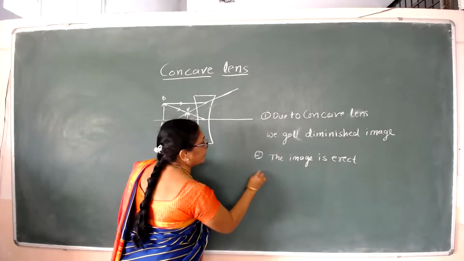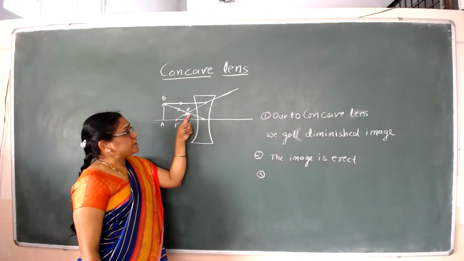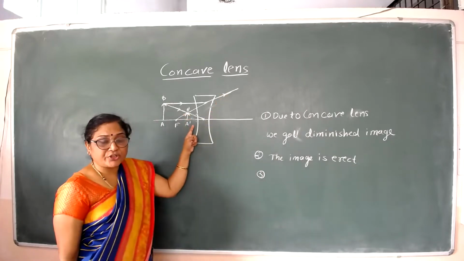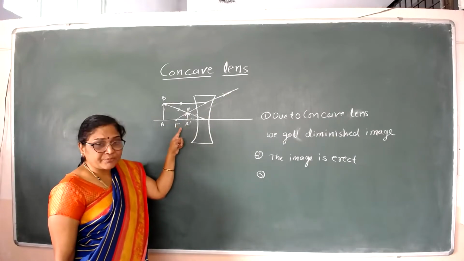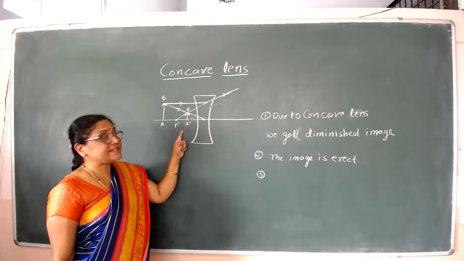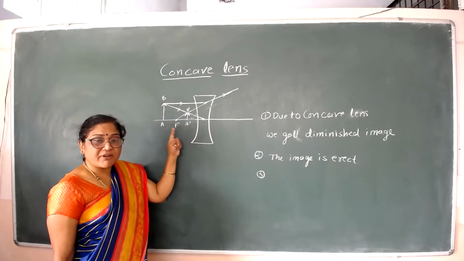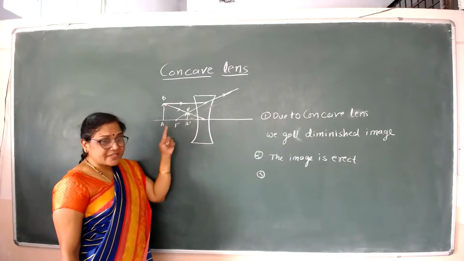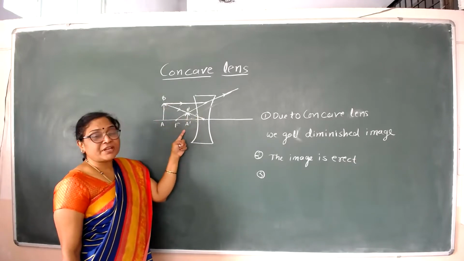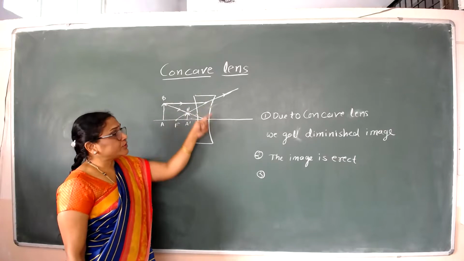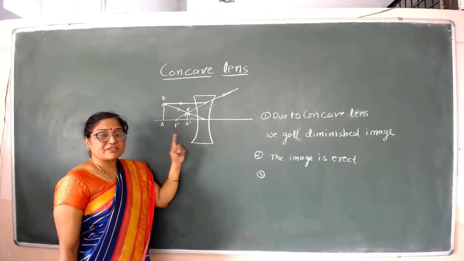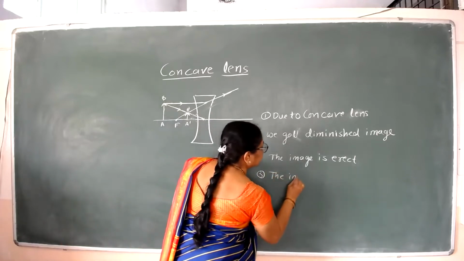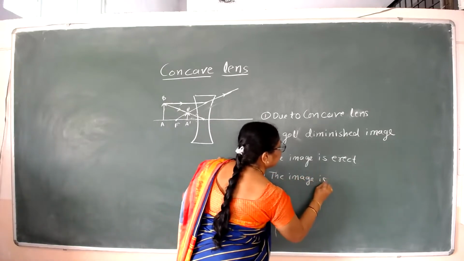Third point, the image which is found due to diverging rays. When the image is found due to diverging rays, that image is known as a virtual image. Otherwise, where the object is situated, on the same side the image is also formed, that image is known as a virtual image. So due to the concave lens, we always get a virtual image. So the third point, the image is virtual.